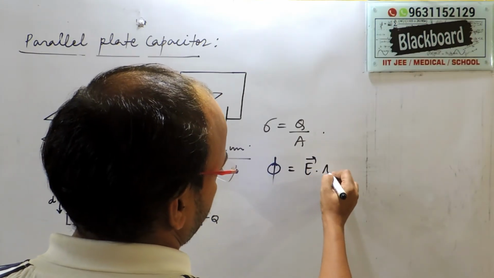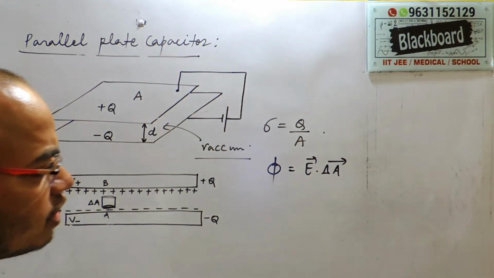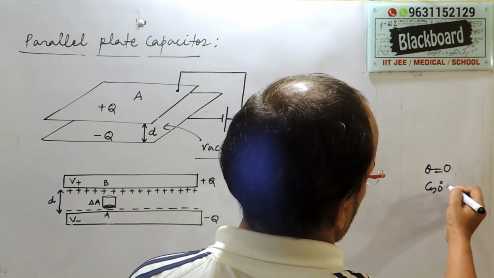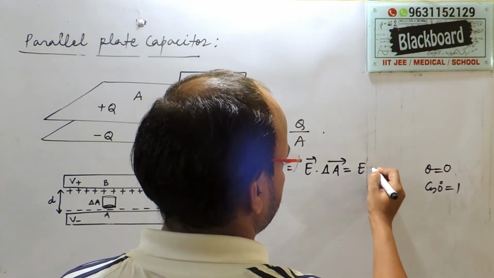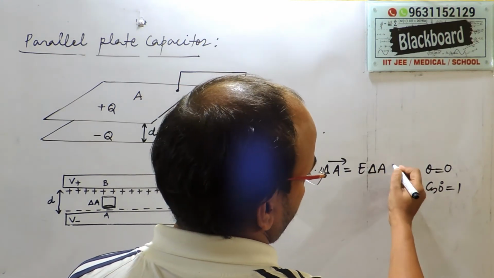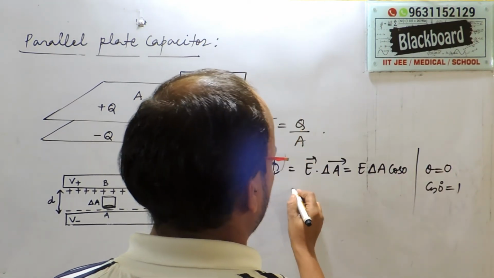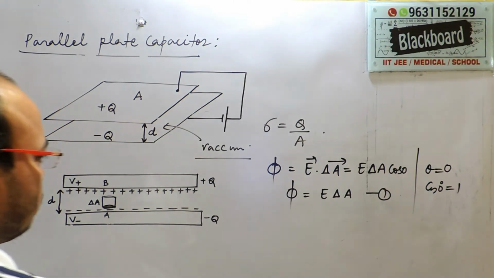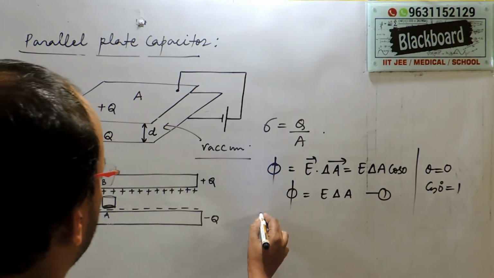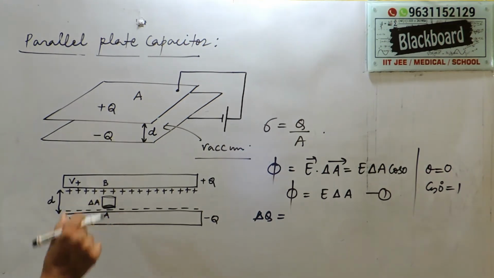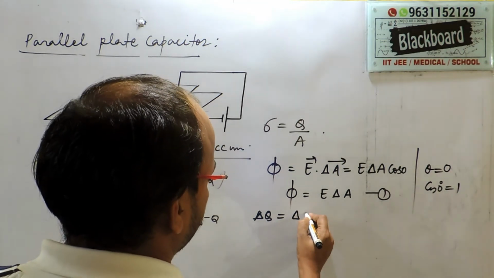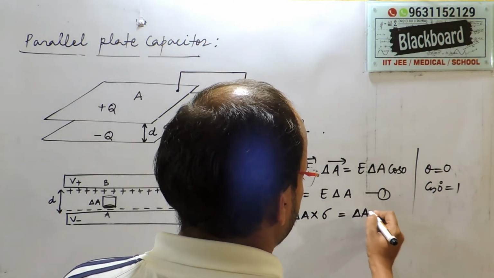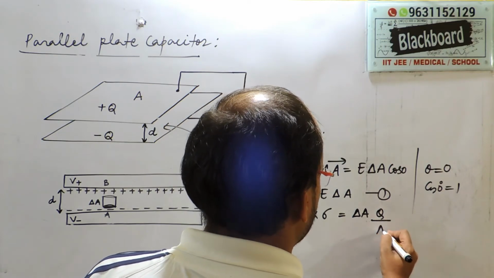The flux phi is equal to E dot del A. Both are in the same direction, that means theta is 0. If theta is 0, then cos 0 is 1. So phi is equal to E del A. And del Q, the small charge in this region, is del A into sigma, and sigma is Q by A.